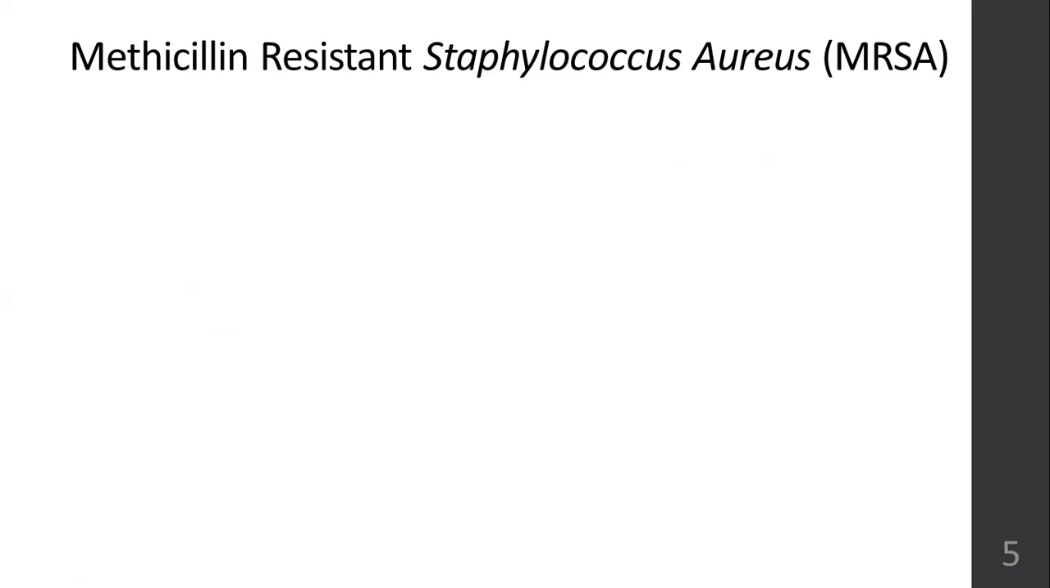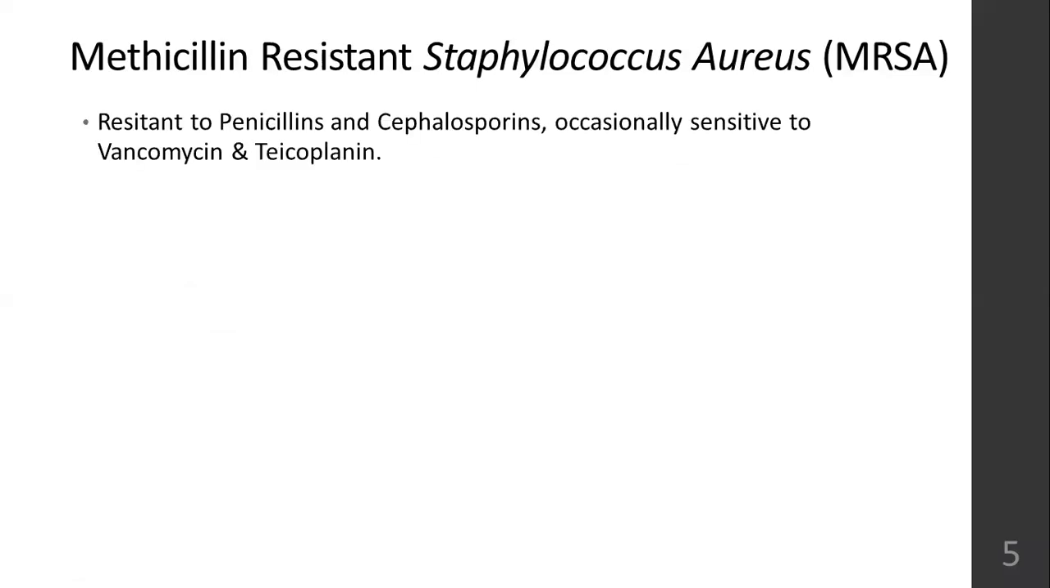Then methicillin-resistant Staphylococcus aureus, MRSA. This is also an antibiotic resistance. So here the MRSA strains are resistant to penicillin. Penicillin does not work here. Methicillin, penicillin will not work here. Vancomycin may work. Teicoplanin may work. But penicillins don't work for MRSA infections.